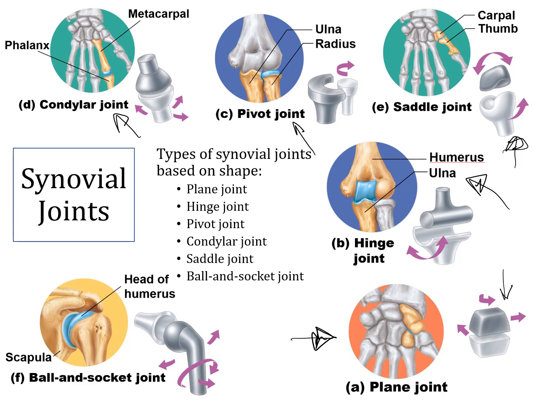And then the last one is ball and socket. Ball and socket is one we all know. It's your arms, that's your hips. It has the biggest range of motion in the most directions, is your ball and socket joint.